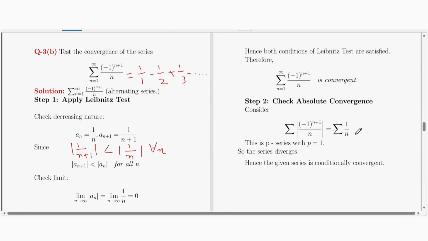What type of series is this? This one is a P series, of the form 1 upon n raised to p, with p equal to 1. From the condition, if p is less than or equal to 1, the series is divergent. So this absolute series is a divergent series. As we discussed earlier, if the absolute series is divergent, then the series is conditionally convergent.